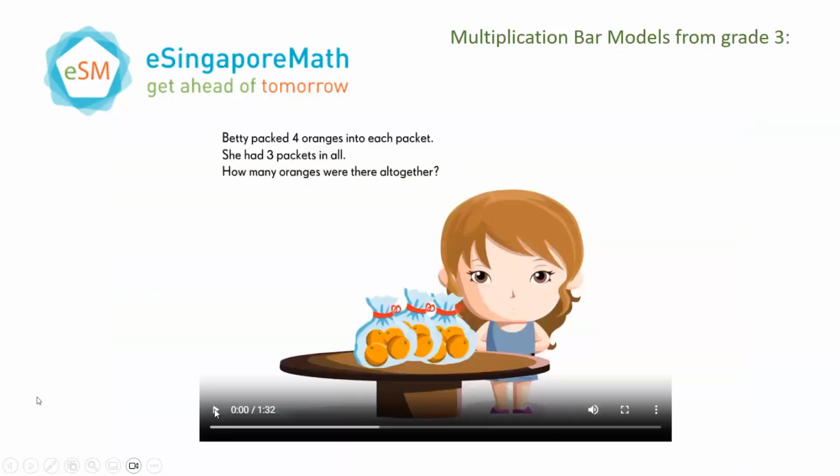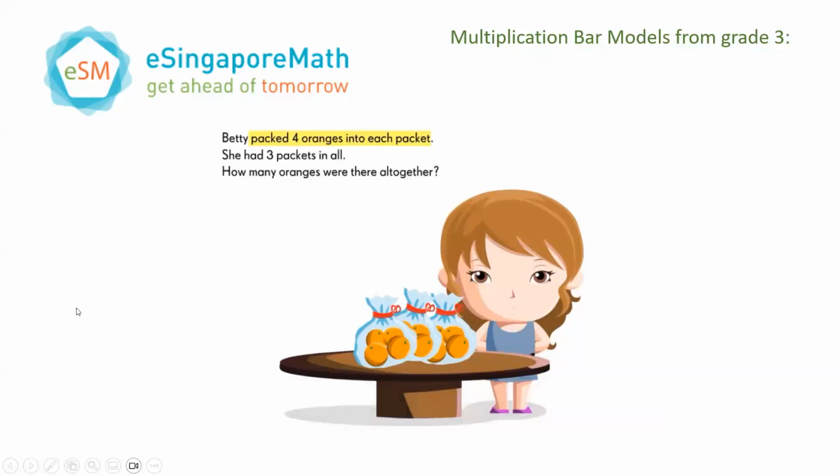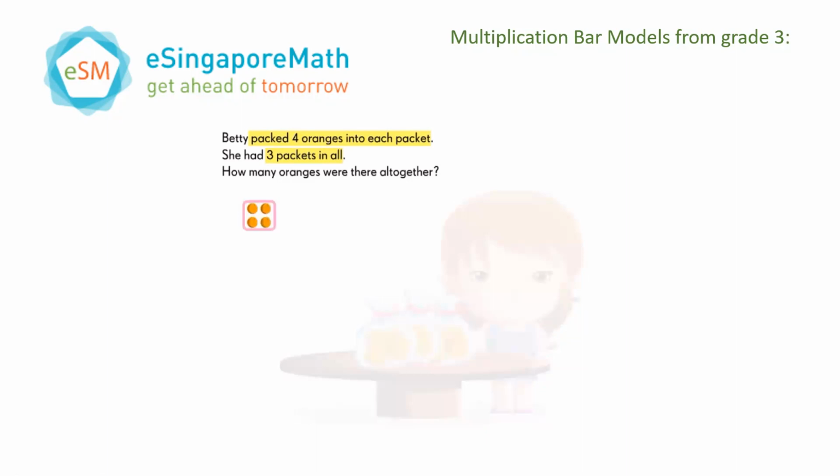And then we have an example from third grade. Notice how the bar model is pulled out of the concrete and the pictorial with the bags of oranges. Betty packed 4 oranges into each packet. She had 3 packets in all. How many oranges were there altogether? There are 4 oranges in a packet, and there are 3 such packets.